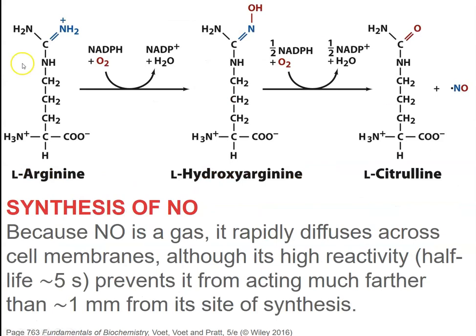So here's the chemistry of how this works. So this is in our book. So here is arginine, and we need oxygen and NADPH also as substrates to convert the arginine to L-hydroxyarginine. And then our products right here are citrulline, and here's our NO. So it's actually a free radical. Again, it is a gas, it's very small, it's nonpolar, and it diffuses across the cell membranes.